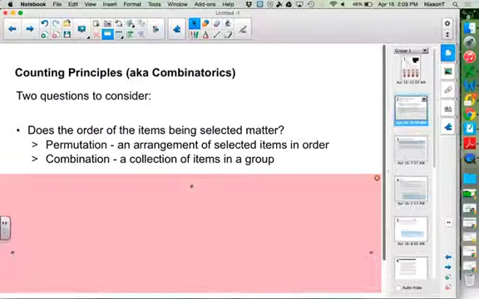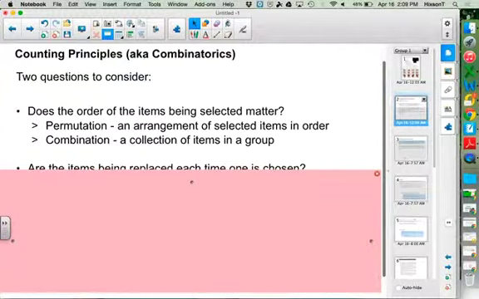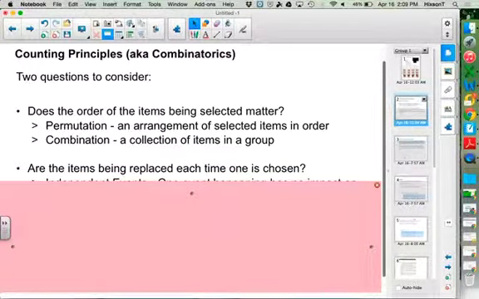It's easier to say probably too. But anyways, permutations and combinations. First question you need to ask, does the order matter? Secondly, another thing to consider is, are the items that I'm picking being replaced each time one is chosen?